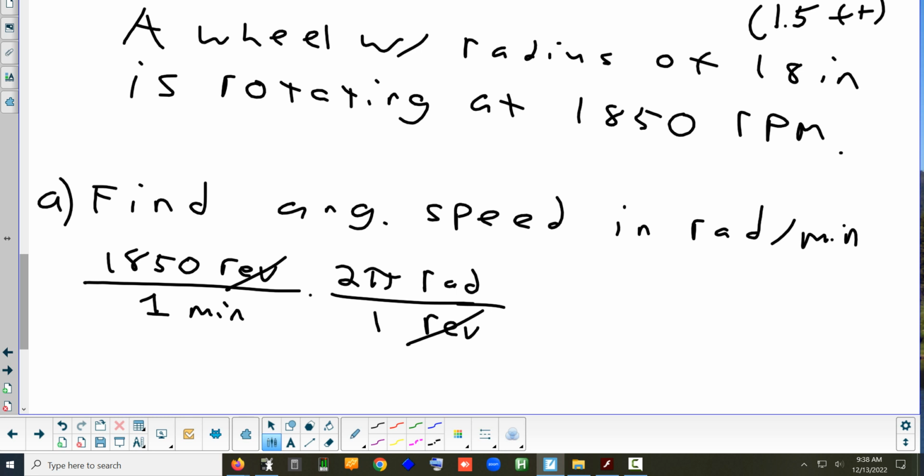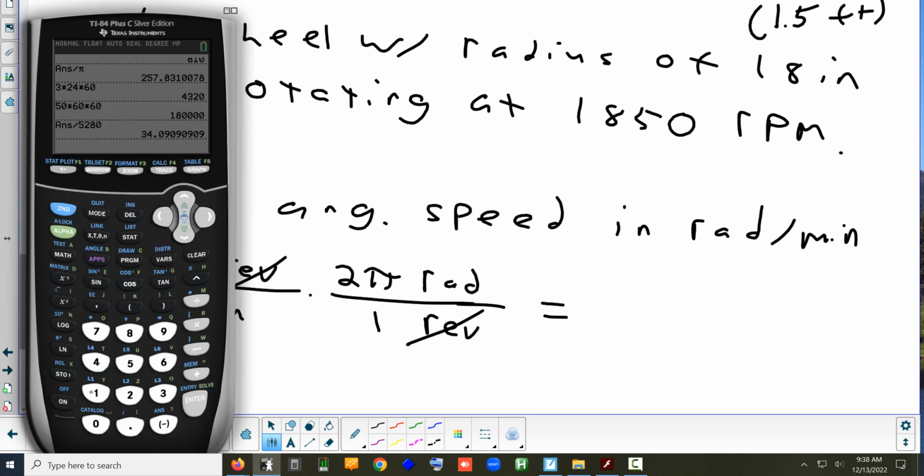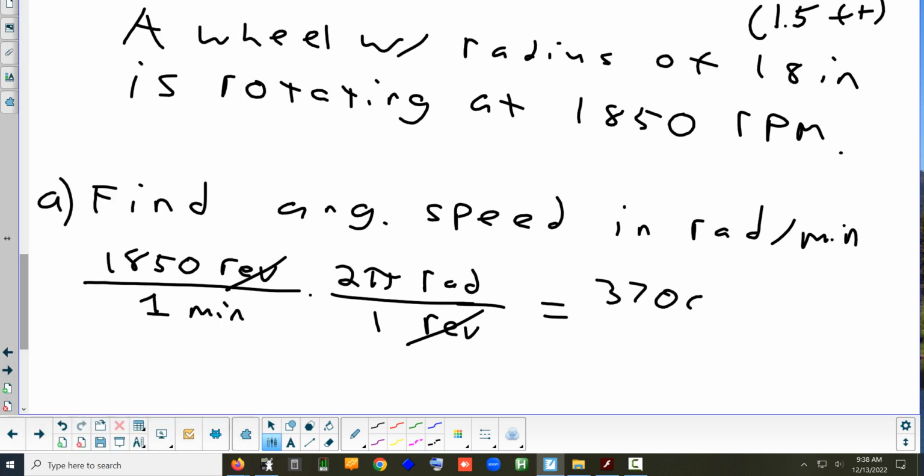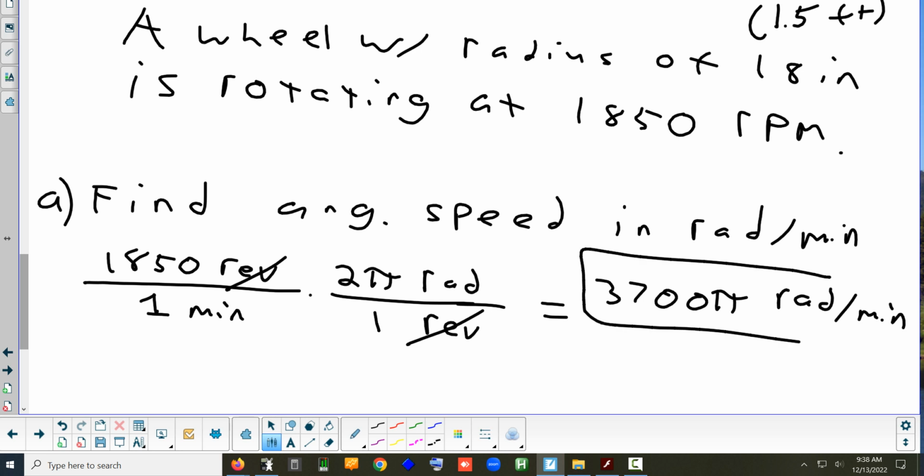That's it. You just multiply. So if you want to leave that as an exact answer, we can. So it's 3,700 times pi radians per minute. Again, that doesn't really help us to do anything with part B, but that's converting one type of angular velocity to another.